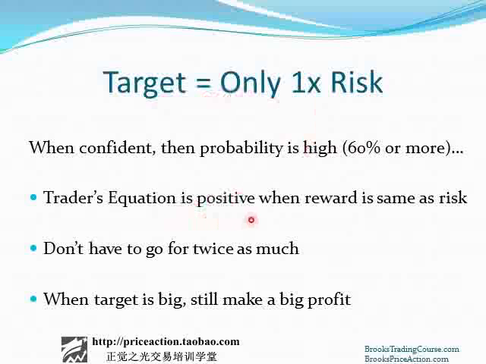The trader's equation is positive when the reward is equal to the risk when you're confident of the move. Here you look at that chart and you say, yeah, it's falling. I'm confident it's going to fall more. When that's the case, the probability is high. You can go for a reward that's equal to your risk instead of twice as big as your risk.